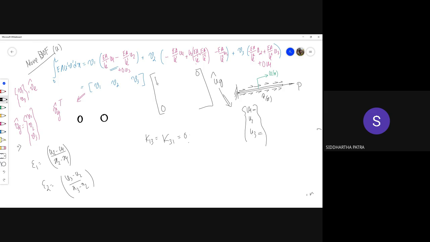Now this term, of course, is EA by LE1. What is the coefficient of U2? It is minus EA by LE1.